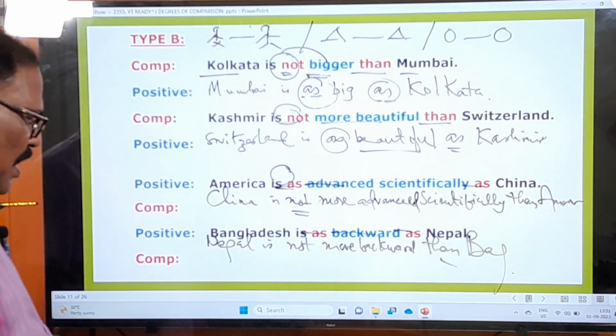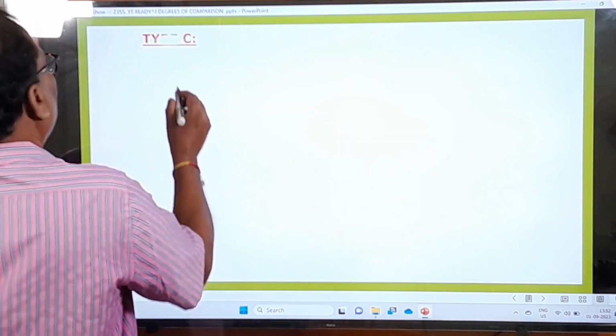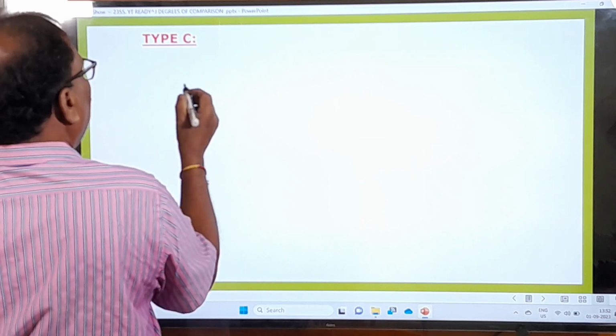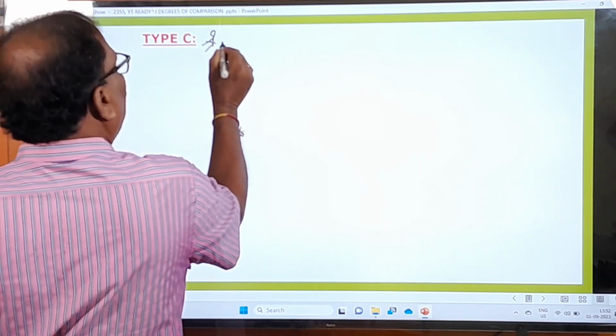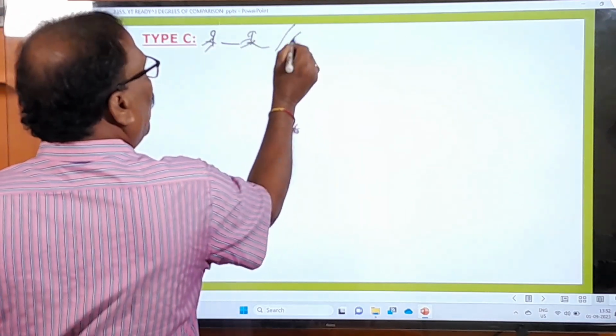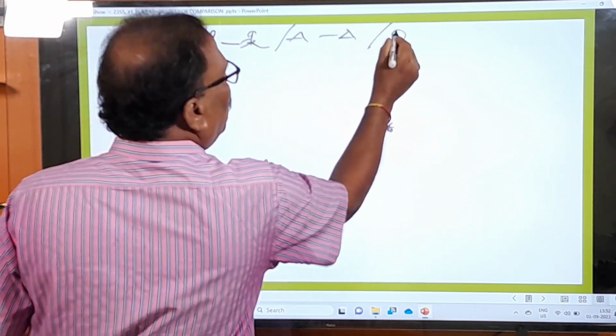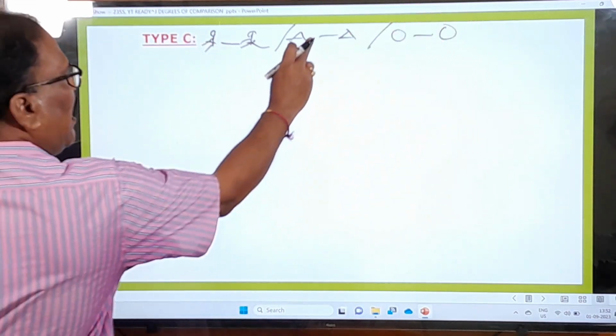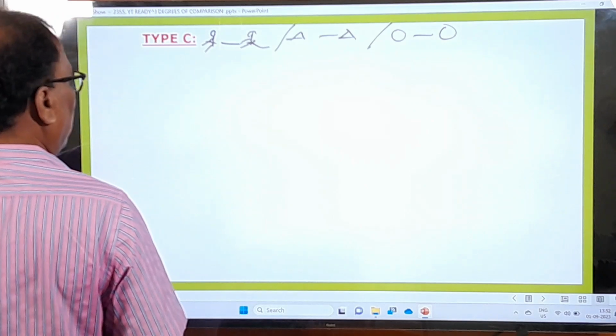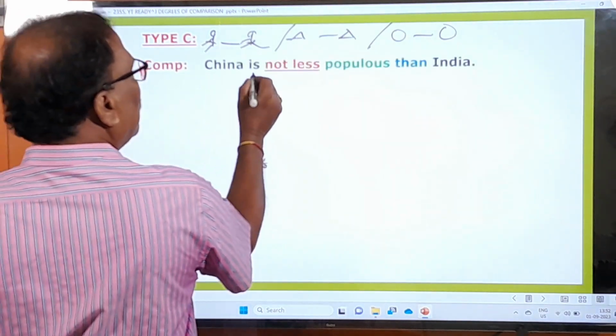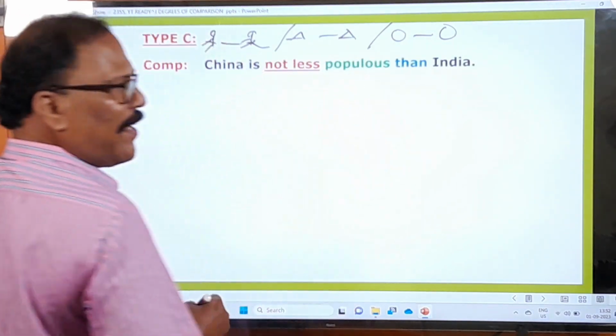Simple. Right. Now let's go to type C. So type C is there. What is this type C? In this type C also we compare one person with another person, one thing with another thing, and one place with another place. Please try to understand this. Comparative: China is not less populous than India.